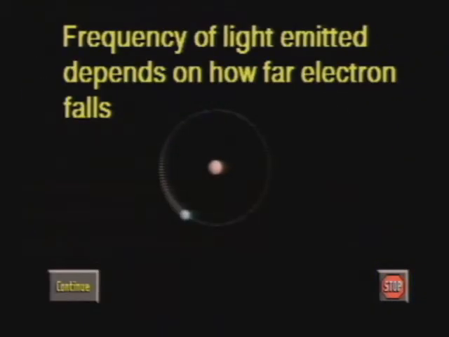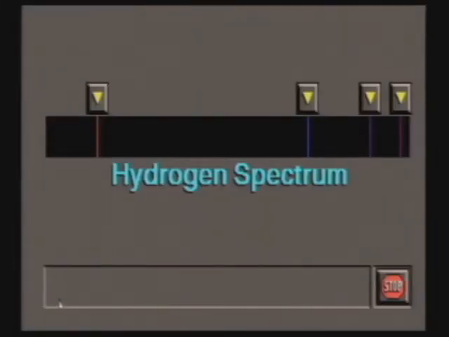In the same way, the frequency of light emitted by an excited atom as an electron falls to a lower energy level depends on the difference between the energy levels. Let's look at the hydrogen spectrum again. Select a line to see the energy level change that causes it.